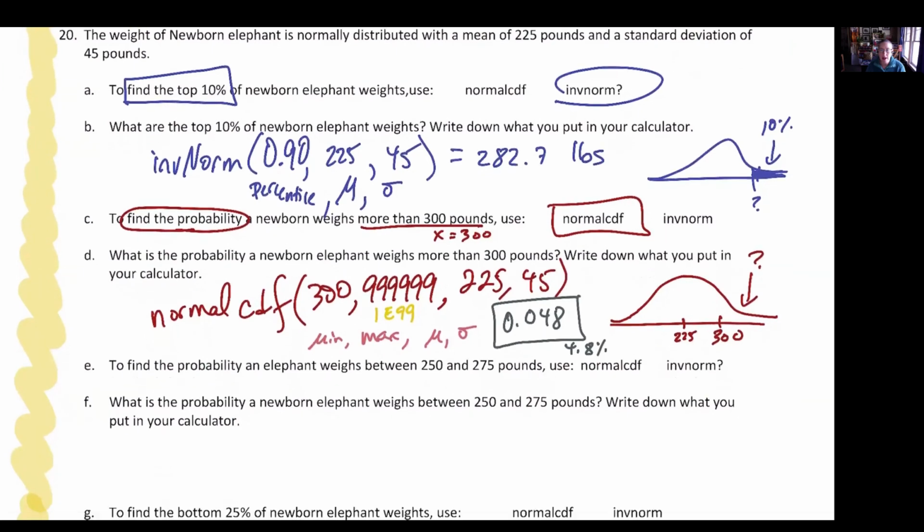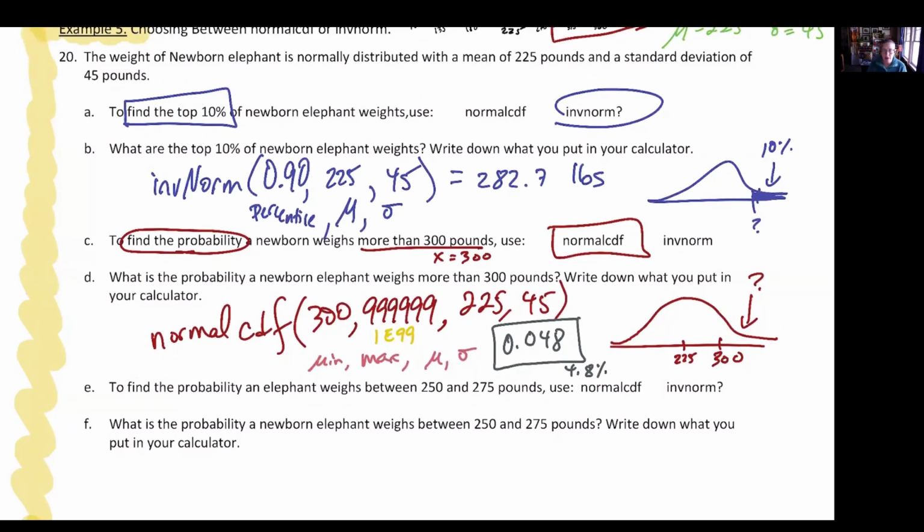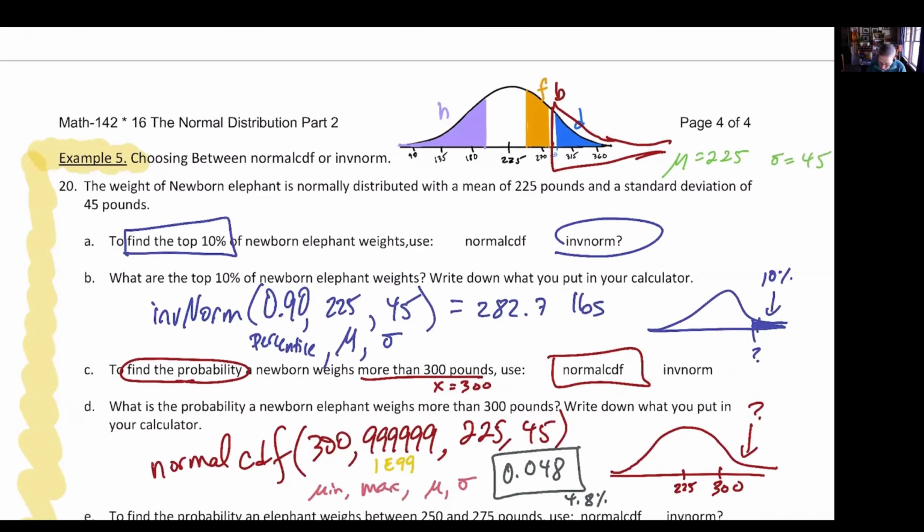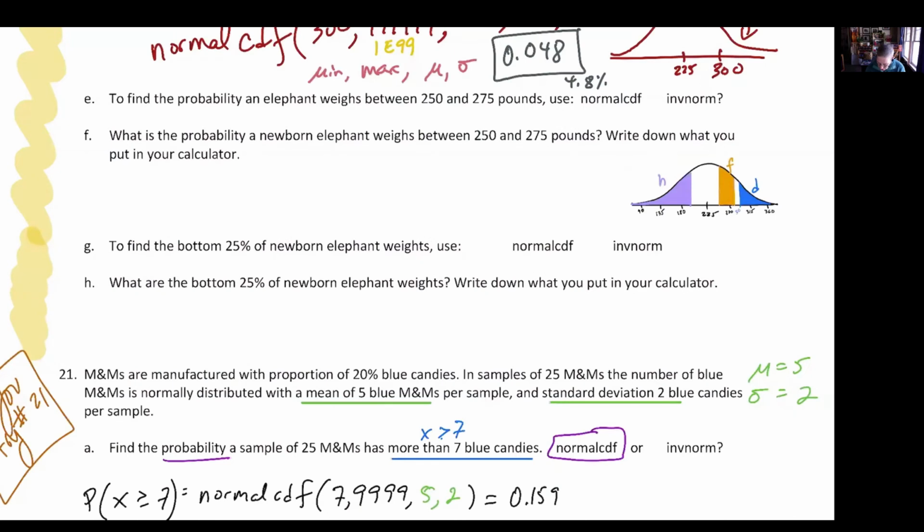Okay, so E, we're asked to find the probability an elephant weighs between 250 and 275 pounds. Again, we could go back up here to this graph. This is why I like using this graph. It really helps visualize what's happening here. We're asked to find the probability an elephant weighs between 250 and 275 pounds. You see, I'm given the weight. That's this area here.